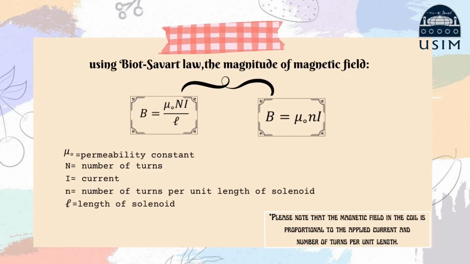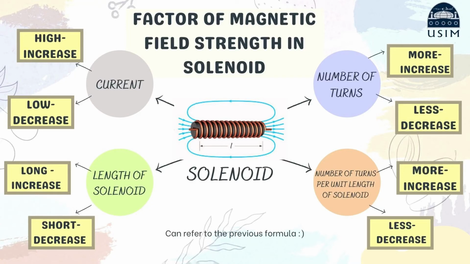By using Biot-Savart law, the magnitude of magnetic field in solenoid is related with two formulas, which are B equals μ₀NI over L and B equals μ₀nI. μ₀ represents the permeability constant, capital N is number of turns, I is current, small n is number of turns per unit length of solenoid, and L is length of solenoid. And then please note that the magnetic field in the coil is proportional to the applied current and number of turns per unit length.